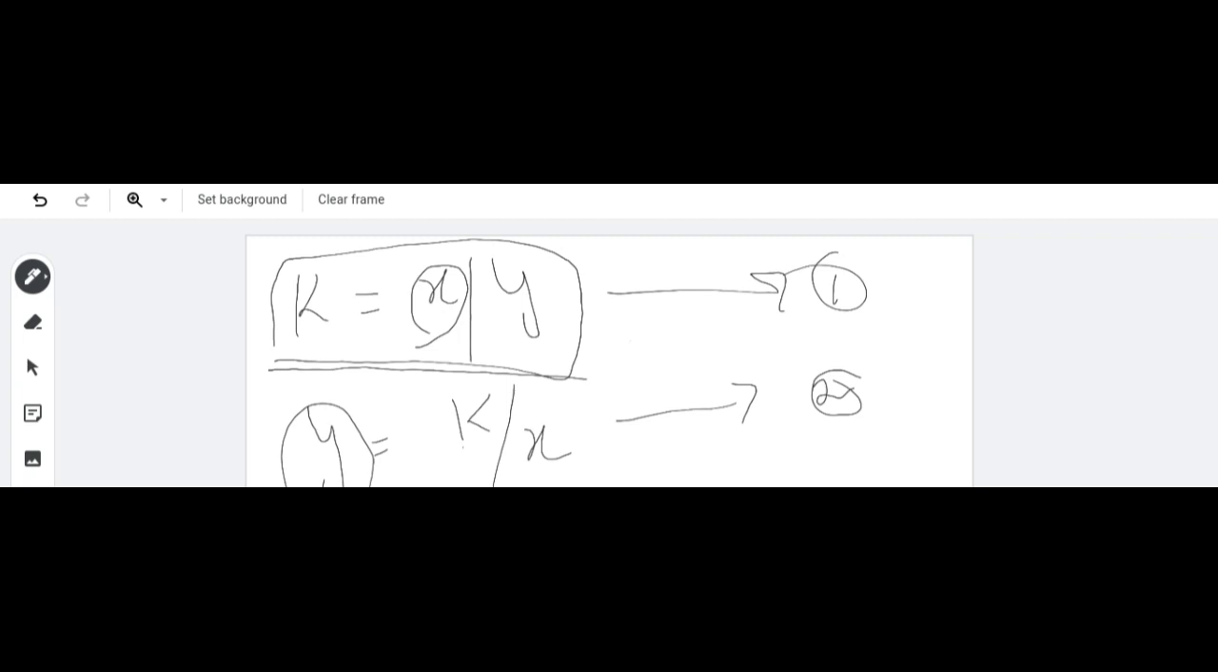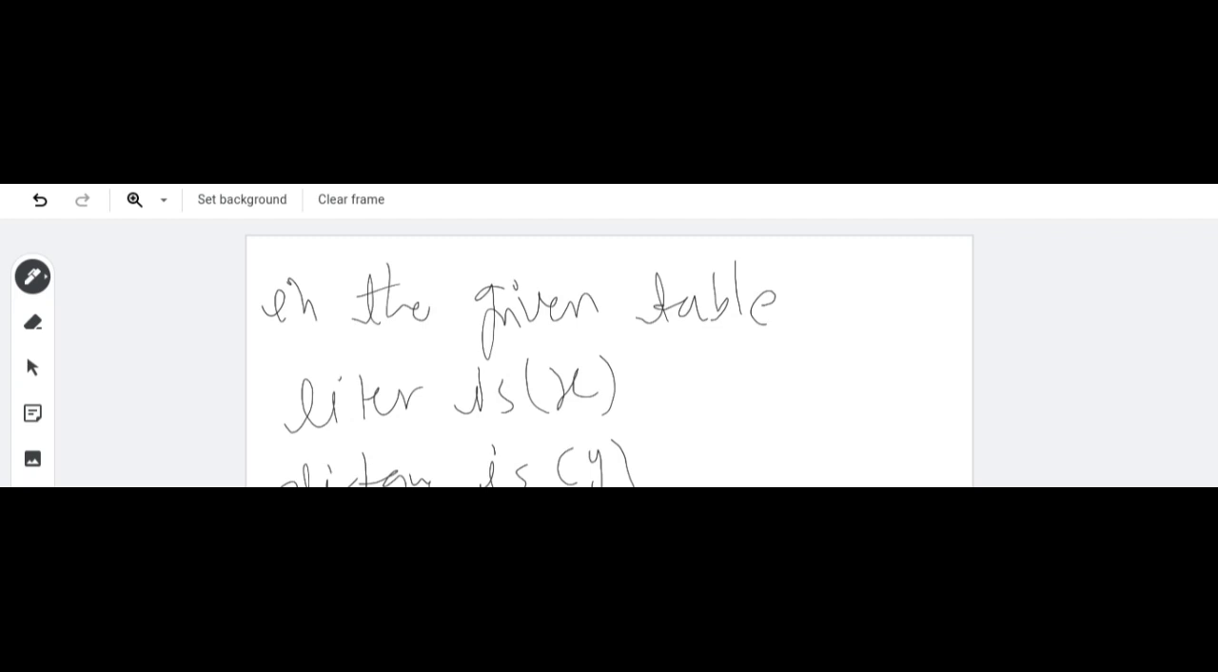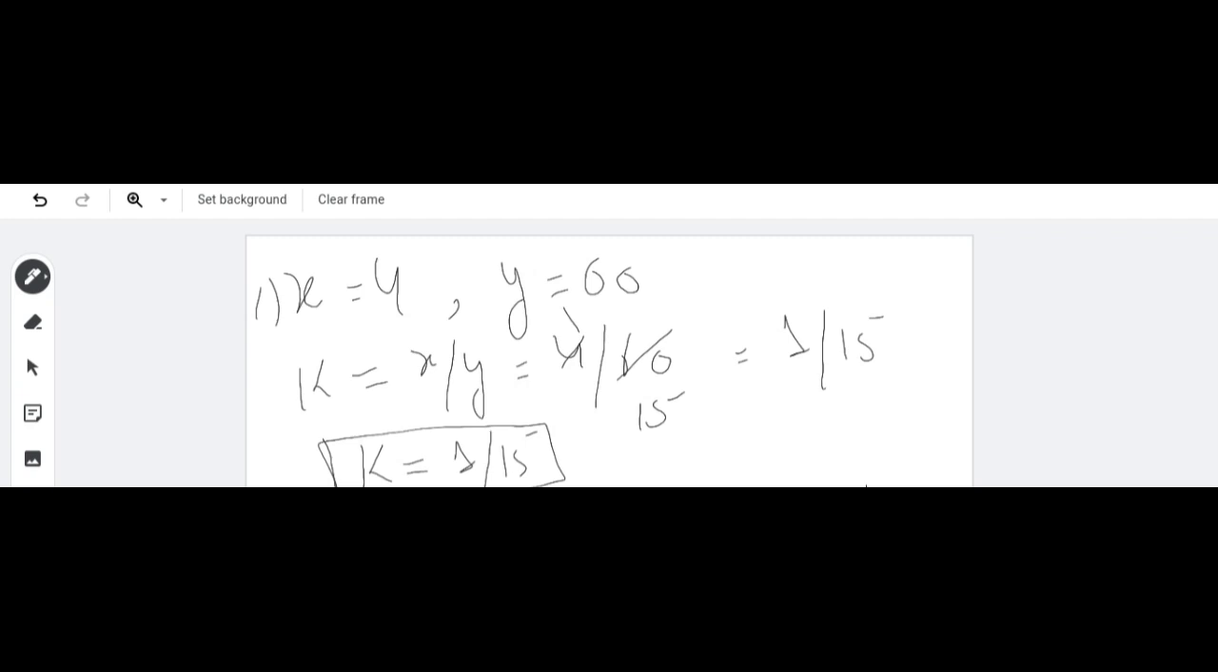I will solve the first part here. In the given table, liters is x and distance is y. So the formula is k is equal to xy. So I have to put the values. In the first row, x is equal to 4 and y is equal to 60. When I put this, I solve this. 4 ones are 4 and 4 15s are 60. How? 4 5s are 20 and 4 ones are 4. So the value of k is 1 by 15.